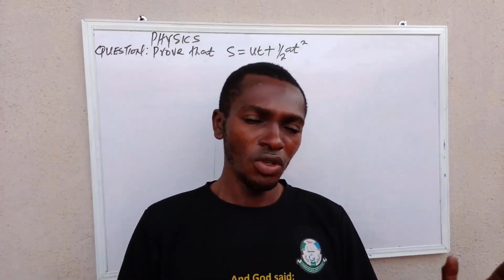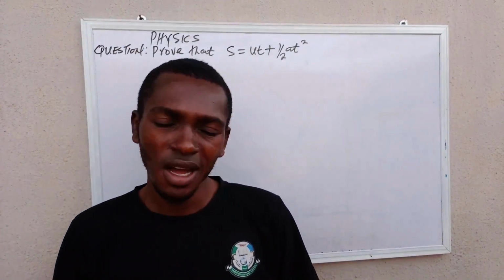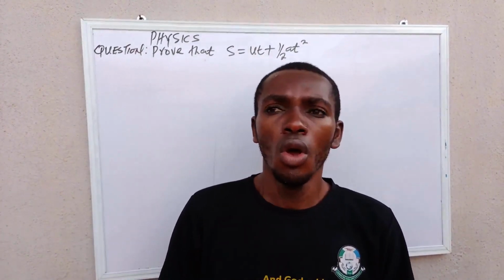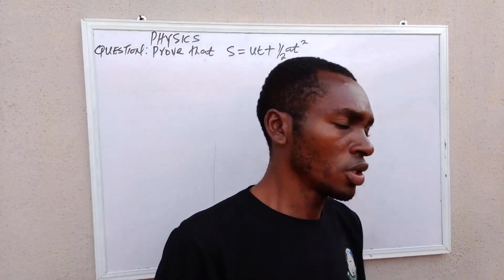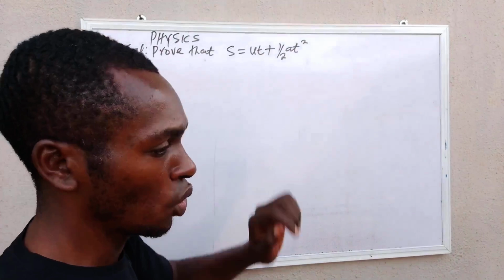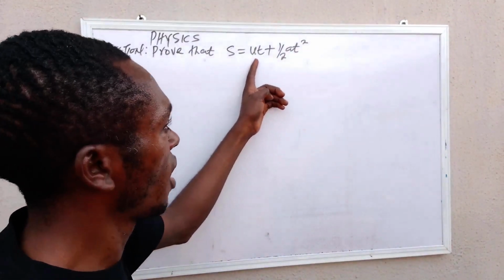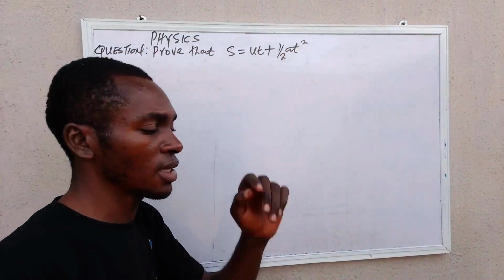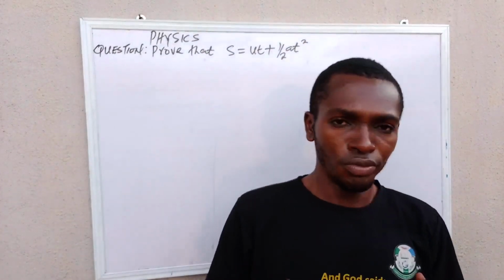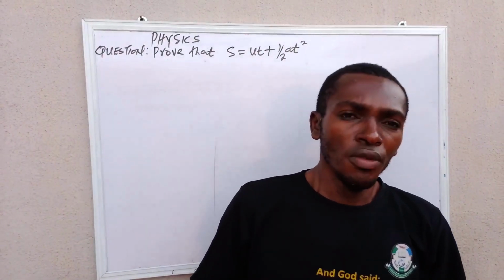Don't forget, I have done a proof of the first equation of the rectilinear motion, that's motion on a straight line. Now, the question on the board says that you should prove that S is equal to ut plus 1 over 2 at squared. S here stands for distance, U stands for initial velocity, T is for time, and A is acceleration.